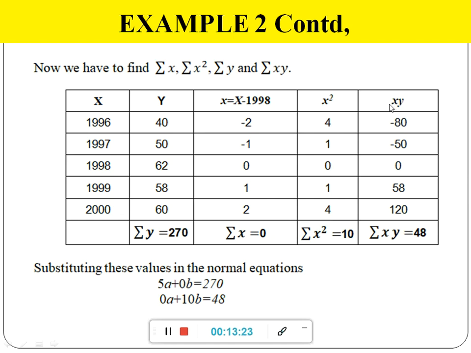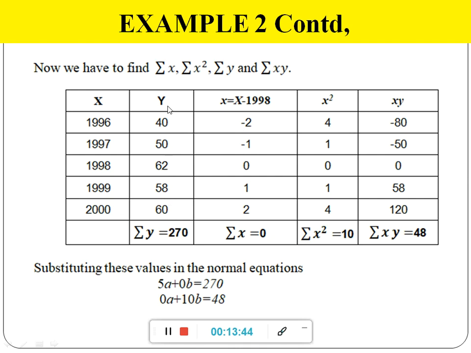Then the last column is x into y. That means this x into this y. 40 into minus 2 is minus 80. 50 into minus 1 is minus 50. 62 into 0 is 0. 58 into 1 is 58. 60 into 2 is 120. So finally, add all the values.